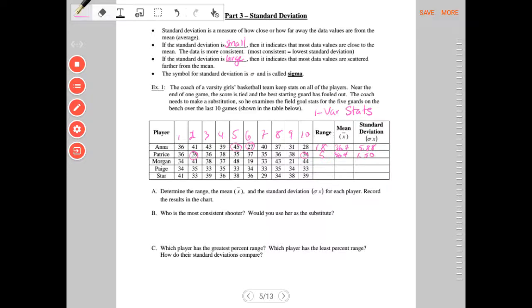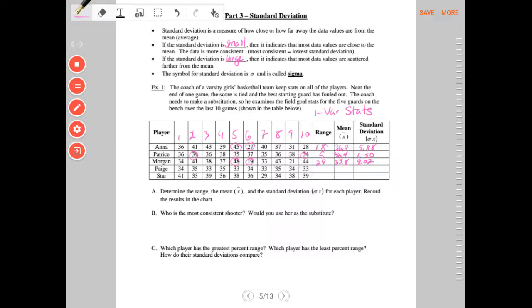Morgan has the highest number of 48 and the lowest number of 19. So again, when I subtract those two things, I get a range of 29. And on my calculator, I get a mean of 35.8 and a standard deviation of 9.02. Remember, the bigger the standard deviation, the less consistent this person is. Alright, moving on to Paige.